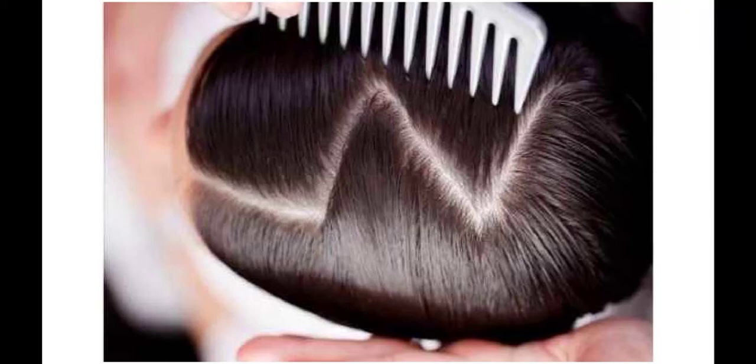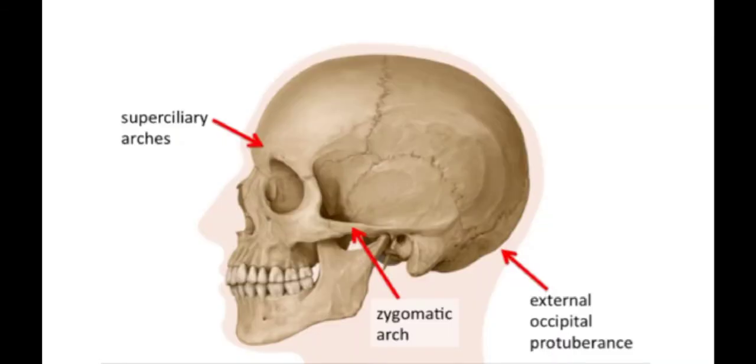Scalp is a soft tissue which covers the calvaria of the skull. It extends to the supraorbital margin in front, external occipital protuberance and superior nuchal line behind, and to the zygomatic arch on each side where it merges with the temporal region superficial to the temporal fascia.